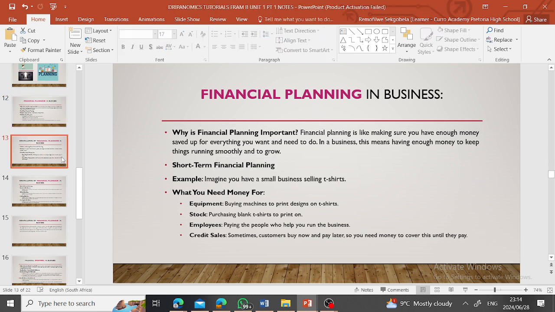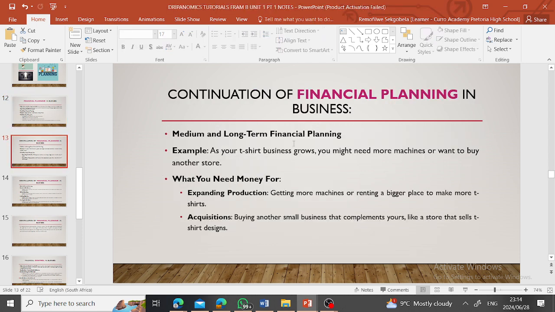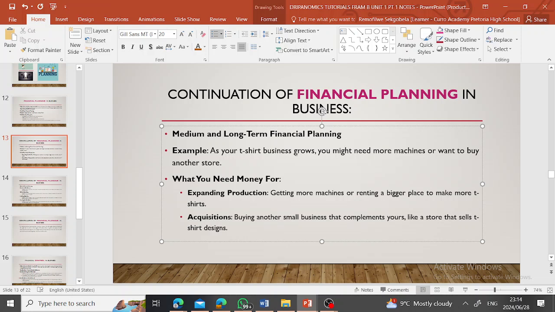And then we move on to our medium and long-term financial planning. So for example, as your T-shirt business grows, or as Galaxy Boy grows, you might need more machines, or want to buy another store or open a new store. So you might need money for what? Expanding production, to get more machines or rent a bigger place to make more T-shirts.